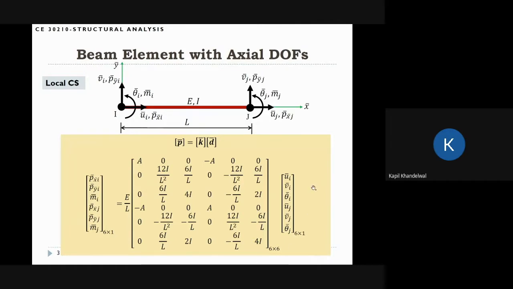So now we are going to order the degrees of freedom as follows: ui, vi, theta i. So you can see that the u displacement is first, the v displacement second, and the theta displacement third at the I node, and the same thing at the J node. Accordingly, we order the forces: Pxi, Pyi, Mi, Pxj, Pyj, Mj. Pxi and Pxj are the axial forces, Pyi and Pyj are the shear forces at the ends of the beam, and similarly, Mi and Mj are the moments.